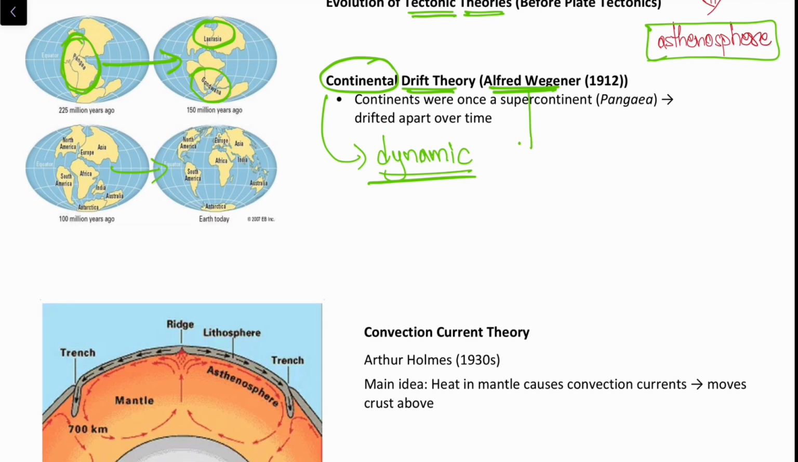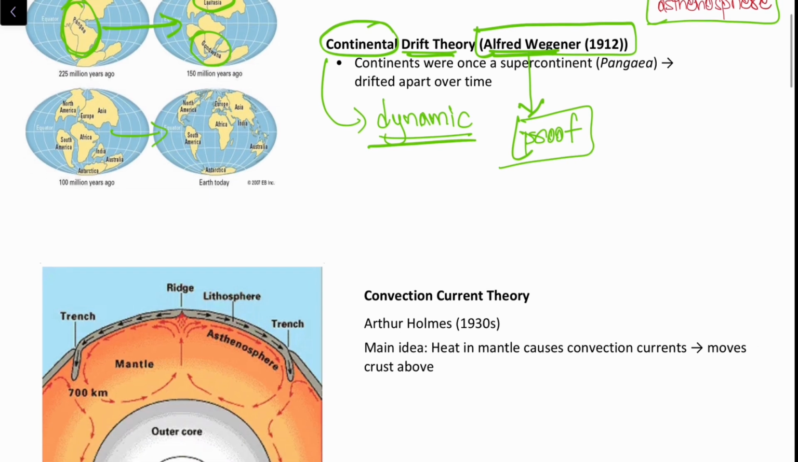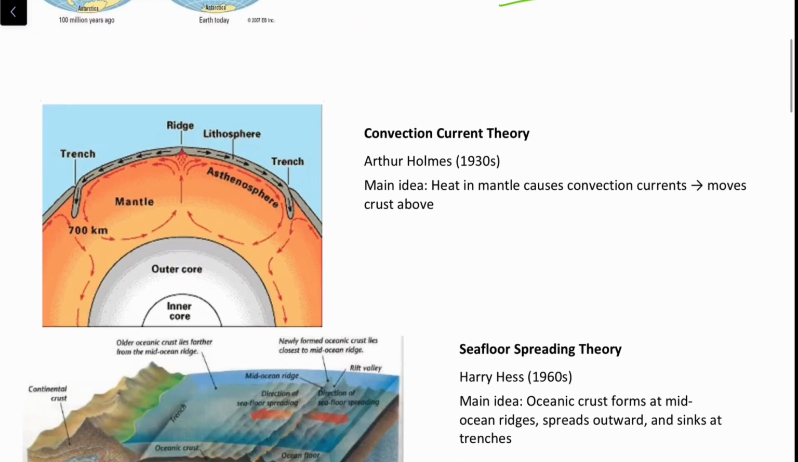But the main issue with this theory is that it didn't provide valid proof behind the movement of the continents. So the scientists at that time didn't accept the theory. The continents are drifting, continents are moving, okay, but the proof is lacking. That proof is given by the convection current theory, which was proposed by Arthur Holmes.